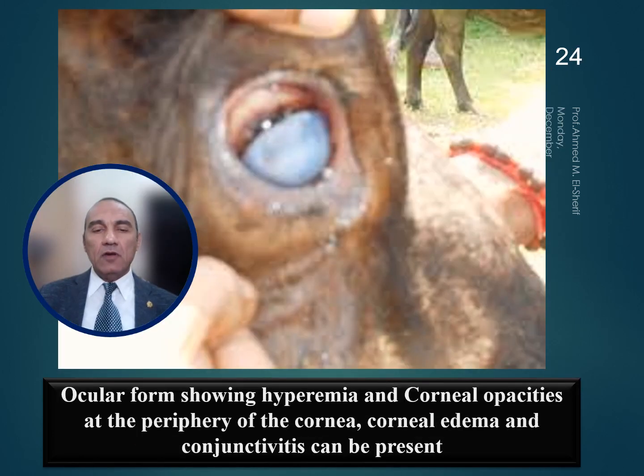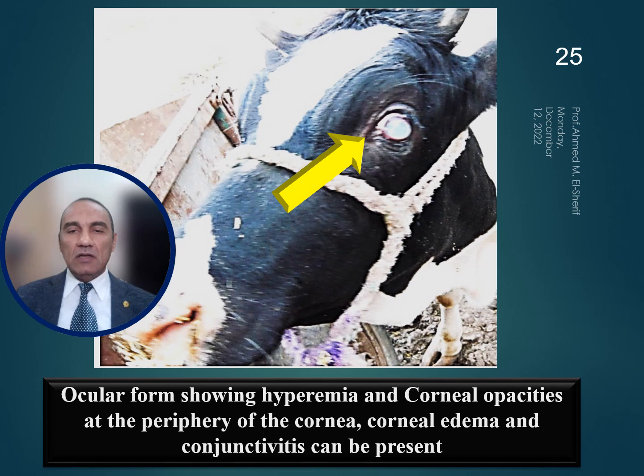Ocular form of infectious bovine rhinotracheitis showing hyperemia and corneal opacity at the periphery of the cornea, corneal edema, and conjunctivitis can be present, as appears in this clear figure. Another picture of an infected cattle with the ocular form of infectious bovine rhinotracheitis, where hyperemia and corneal opacity at the periphery of the cornea, corneal edema, and conjunctivitis are seen.